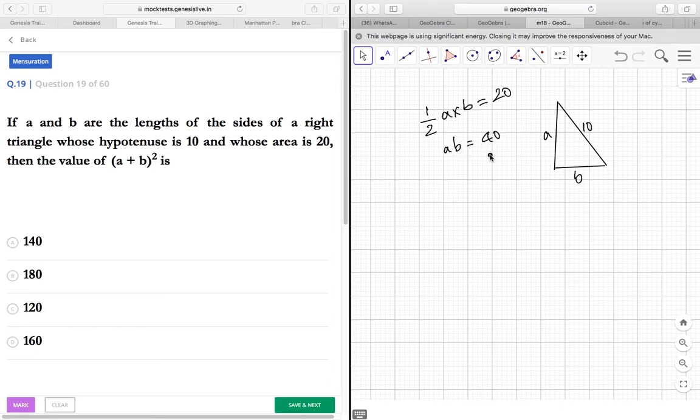40. And then what is A square plus B square? A square plus B square is equal to 10 square, which is 100. Then what is A plus B whole square? It is A square plus B square plus 2AB. So let's substitute these values: A square plus B square is 100, plus 2AB is 80. So the answer is 180. That's it.